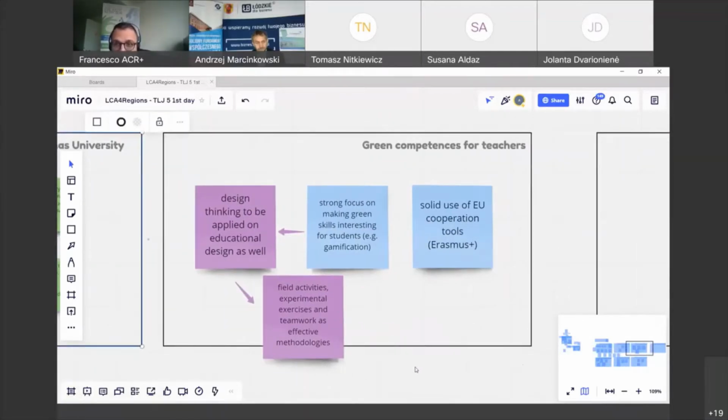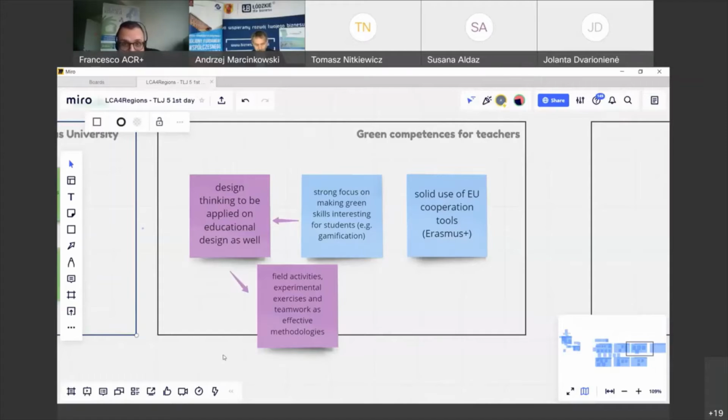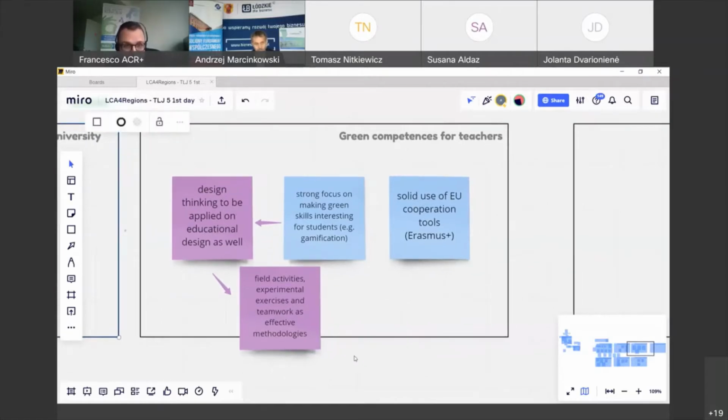Very interesting, even if much wider, was the presentation on the two Erasmus Plus projects on green competence for teachers. There was another point not yet addressed by other presentations, a bit common to the big debate on STEM: how to make green skills interesting and appealing for students. Again, one of the answers was found in developing design thinking, this time not only for strategic planning but also for educational design. And this connection of educational design and strategic planning could be another interesting key of debate for methodologies on developing training activities on LCA. Interestingly, students expressed that field activities, experimental exercises, and teamwork were the most effective methodologies, while entrepreneurial skills were the hardest to develop.